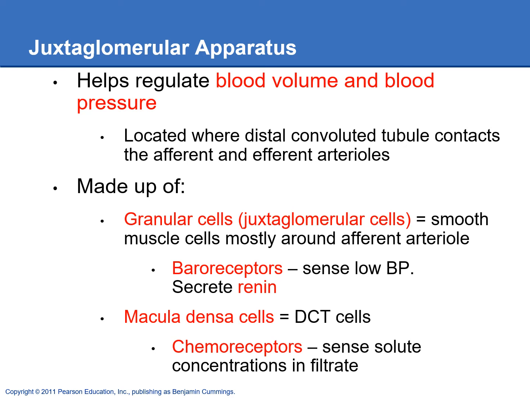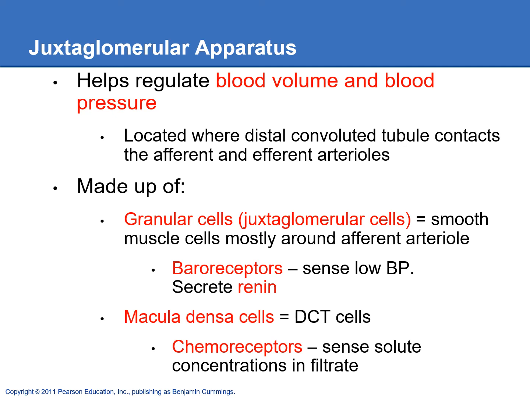The juxtaglomerular apparatus is made up of two different types of cells. We have the granular cells, which are also called juxtaglomerular cells, and they're actually specialized smooth muscle cells that are mostly around the afferent arteriole, and they are baroreceptors. So they're going to be checking what the blood pressure is coming into the glomerulus. And they will sense when the blood pressure is too low, and they will secrete renin, which will then set off the activation of some other hormones, and then that will increase the blood pressure.